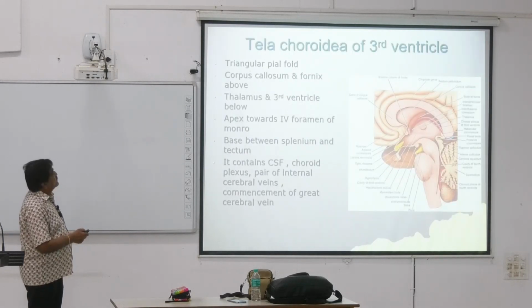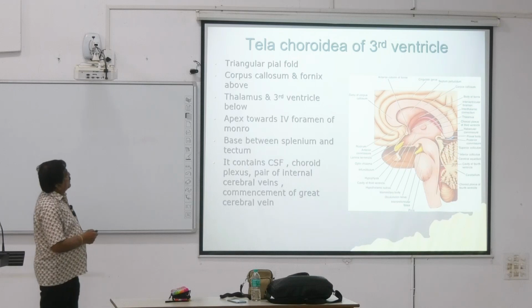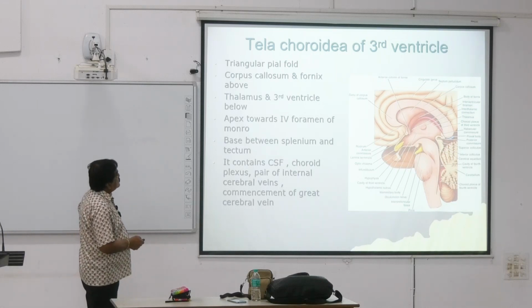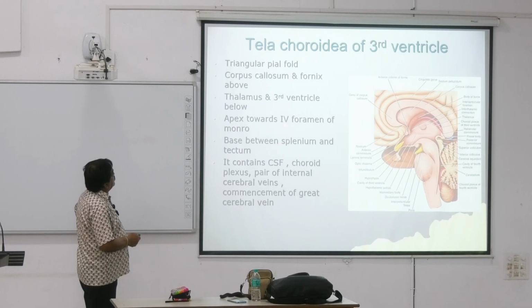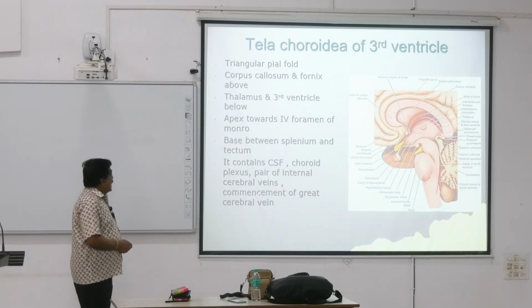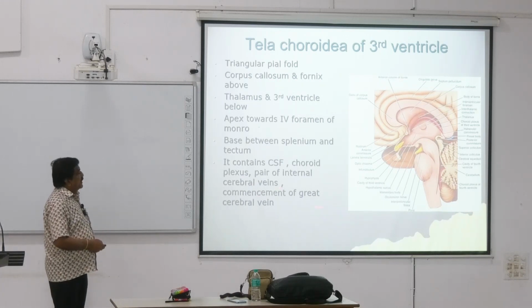Tela choroidea of the third ventricle, a triangular pia fold, has the corpus callosum and fornix above, this is the corpus callosum, and thalamus and third ventricle below, and apex towards the foramen of Monro, and base between splenium and tectum. It contains CSF, choroid plexus, a pair of internal cerebral veins, and commencement of the great cerebral vein.